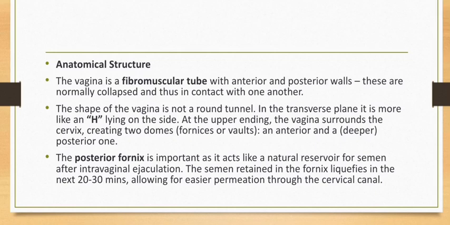At the upper end, the vagina surrounds the cervix, creating two domes, also called fornices: the anterior, and the deeper posterior one. The posterior fornix is important as it acts like a natural reservoir for the semen after intravaginal ejaculation. The semen retained in the fornix liquefies in the next 20 to 30 minutes, allowing for easier permeation through the cervical canal.